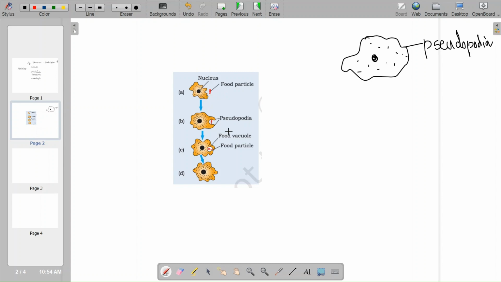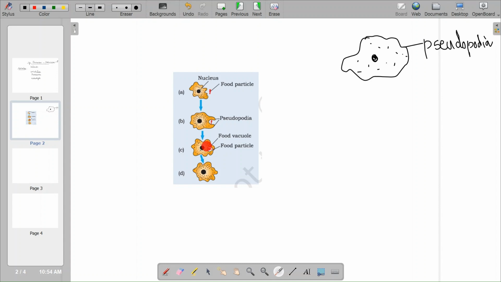In this diagram, you can see in the second diagram, it can engulf the food material by using its pseudopodia. So this is the method of ingestion, intake of food materials. Once it is taken inside, this pseudopodial part, the membrane will fuse and it forms a food vacuole.